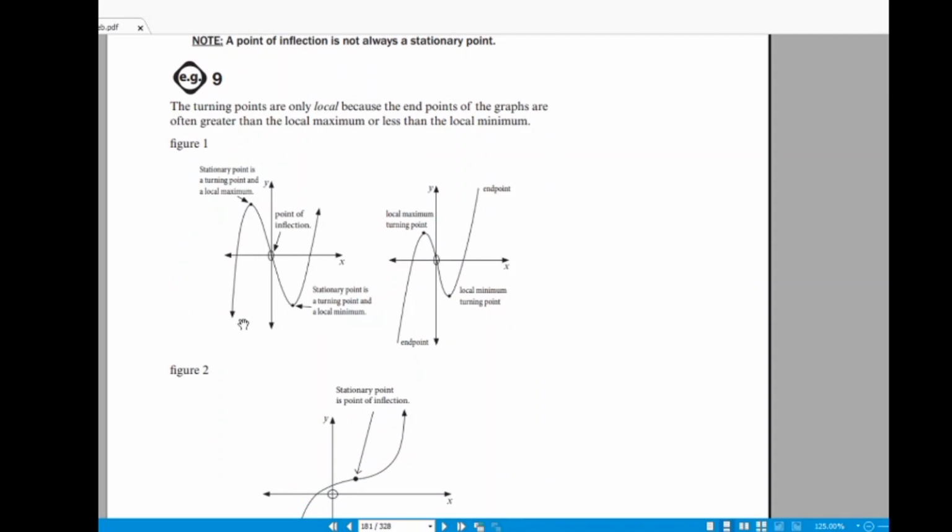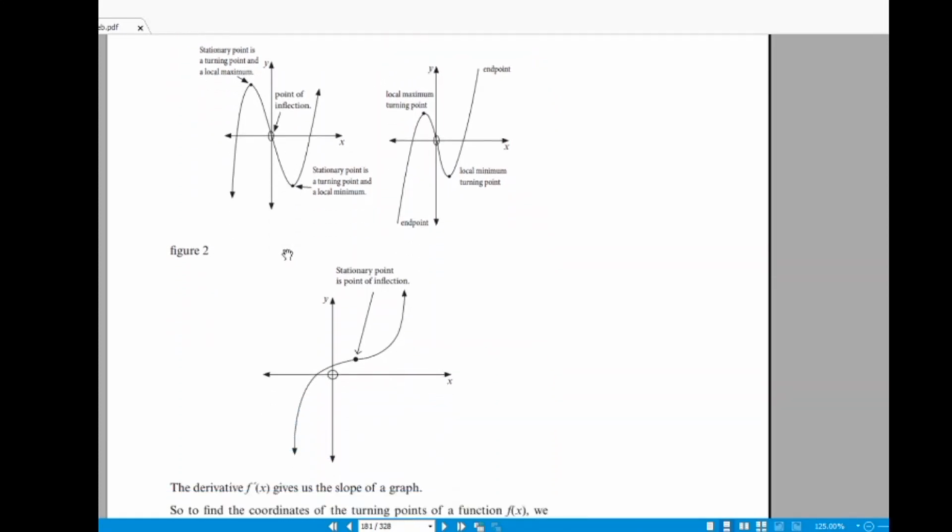The turning points are only local because the endpoints of the graph are often greater than the local maximum or less than the local minimum. Okay, so this will be your turning points, and this will be your point of inflection, right?